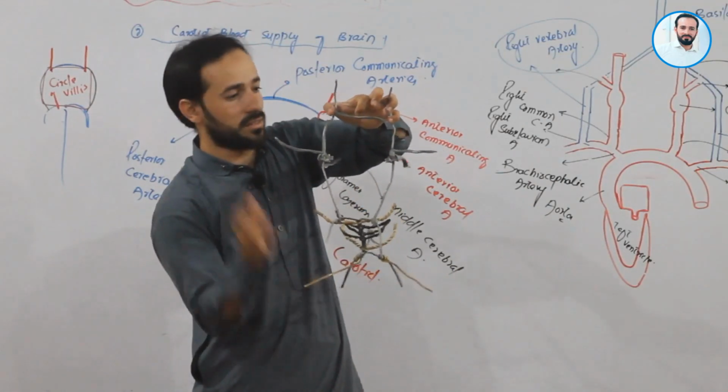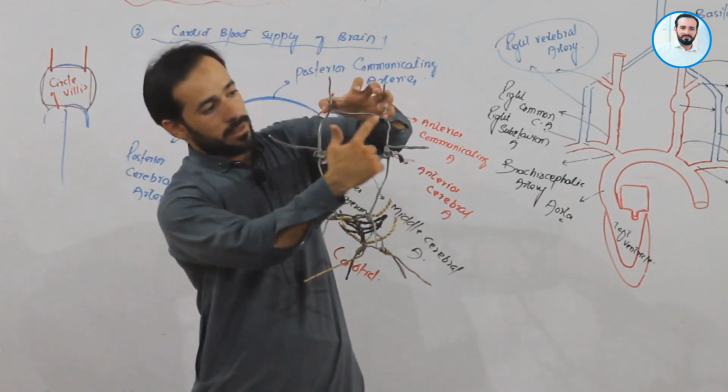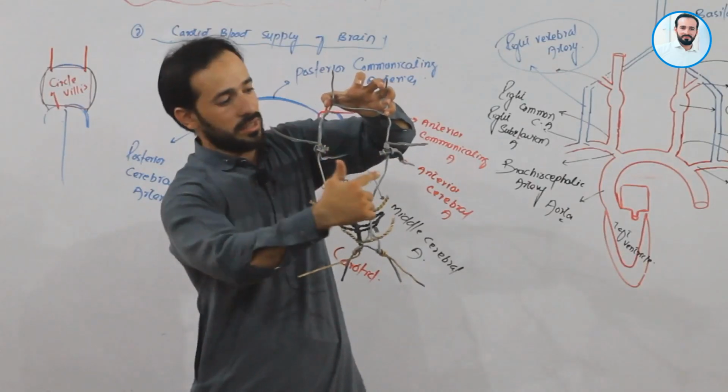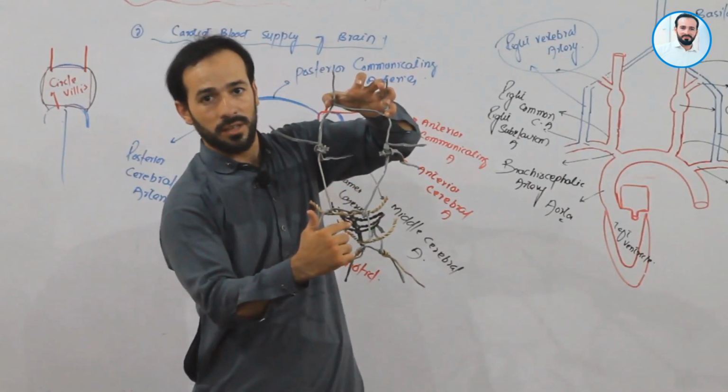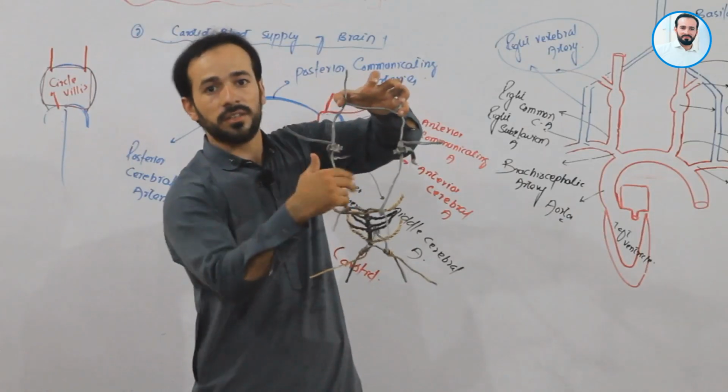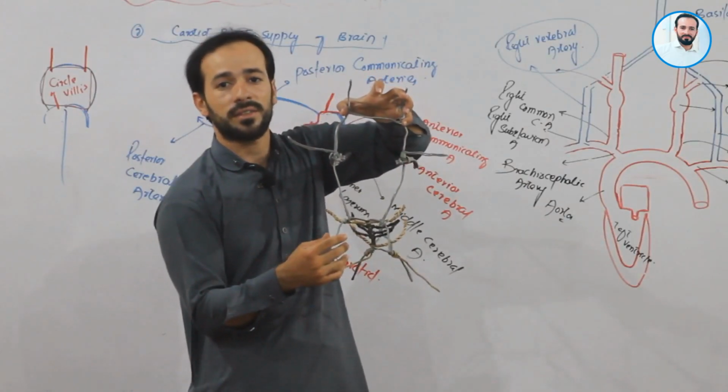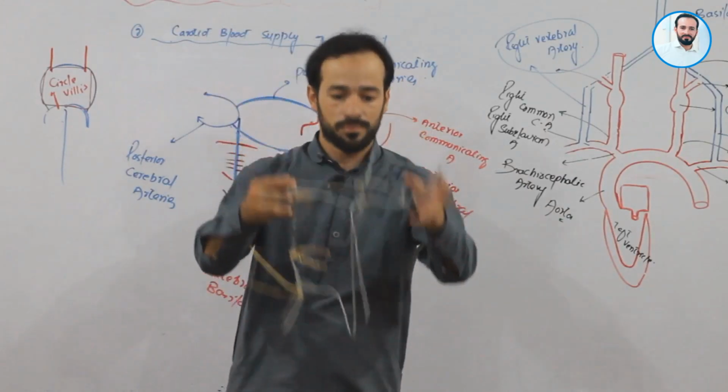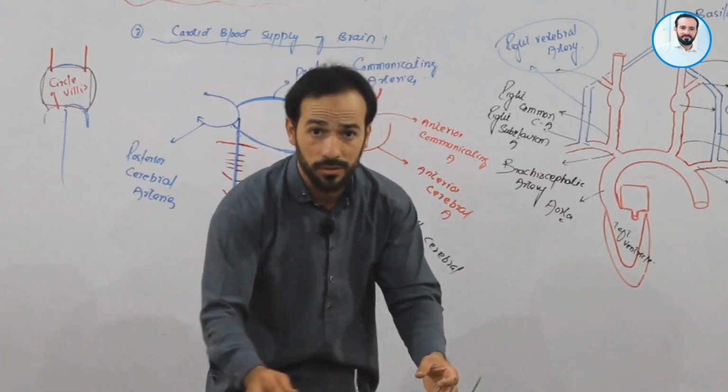Clear? Vertebro-basilar system, carotid system. Anterior communicating artery, posterior communicating arteries. This point is the circle of Willis. Clear friends? So I hope you got something from our video.